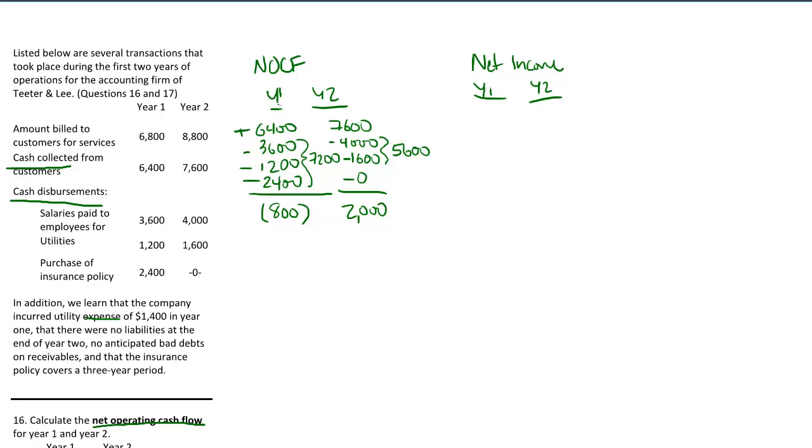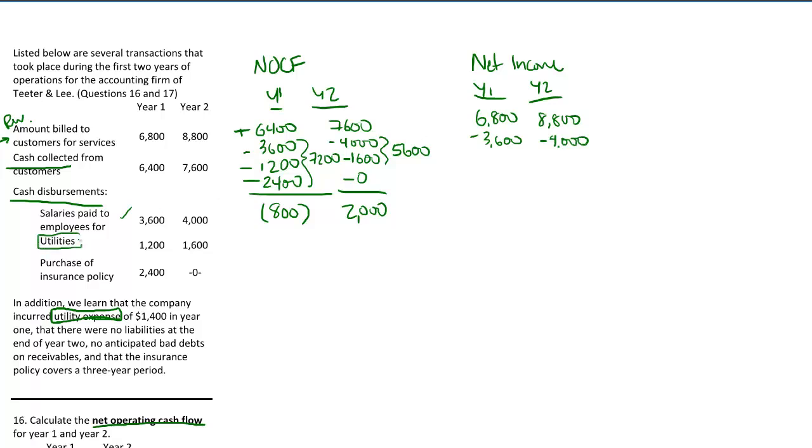Okay, now let's look at net income. Net income is actually looking at revenues and expenses. So the amount billed to customer for service, this right here is our revenue. So we start with 68 in year 1, 88 in year 2. Now we have to look at expenses. We learned that we incurred utilities expense of $1,400 in year 1, and there were no liabilities in year 2. So there's no other information, so we can assume that salaries paid were for the total amount. So the expenses won't change in salaries. So minus 3,600 minus 4,000.